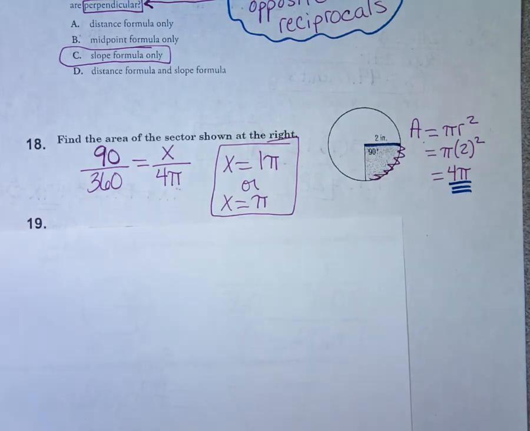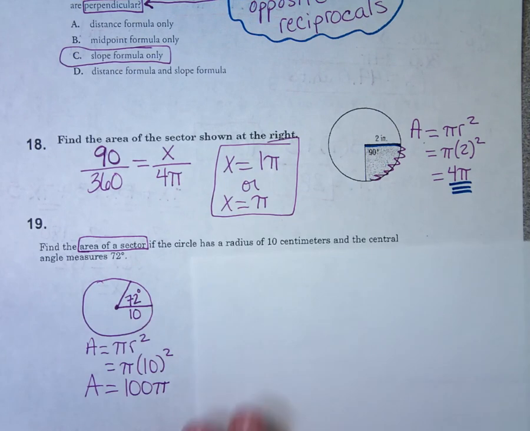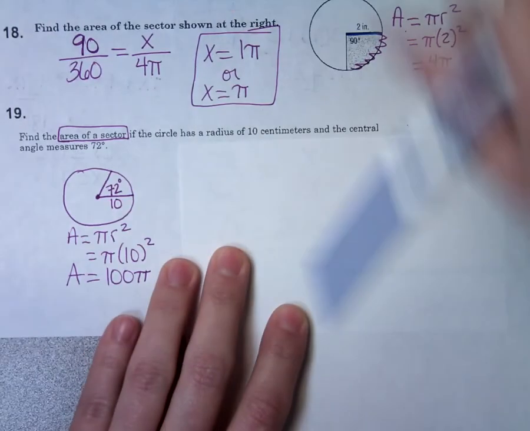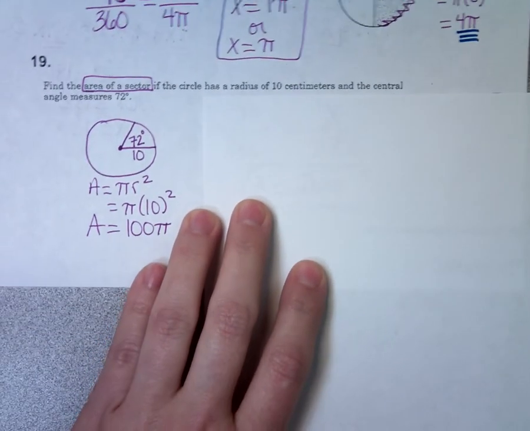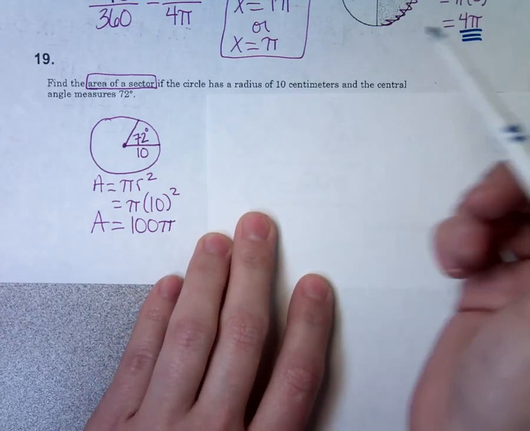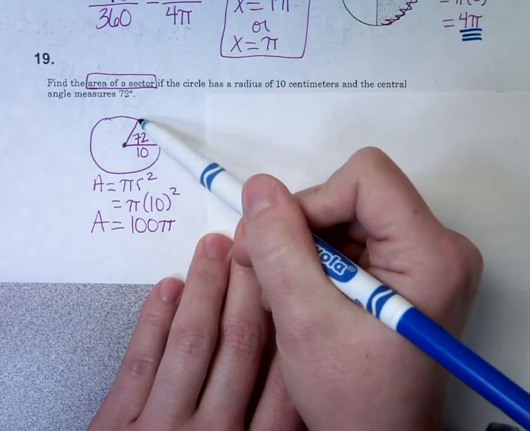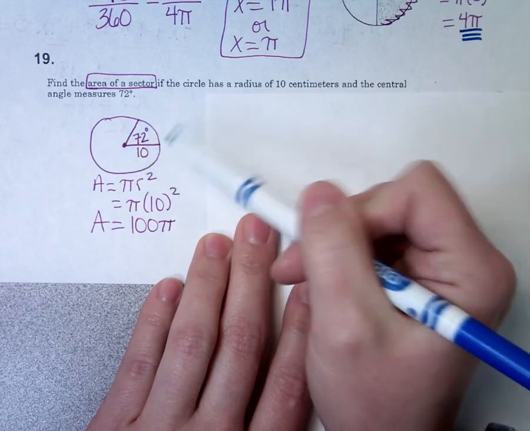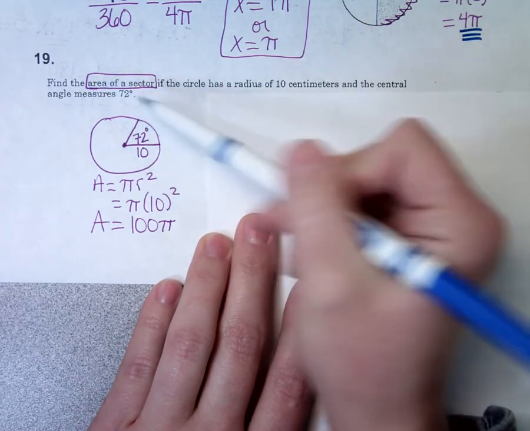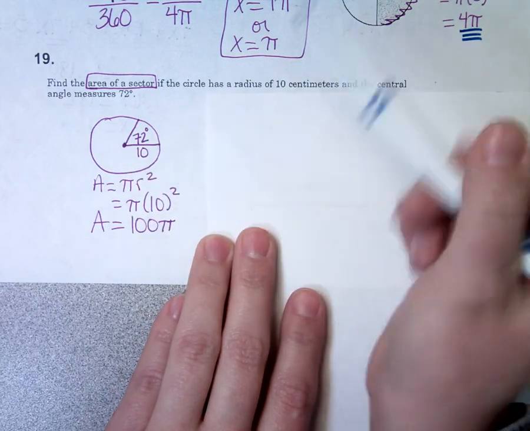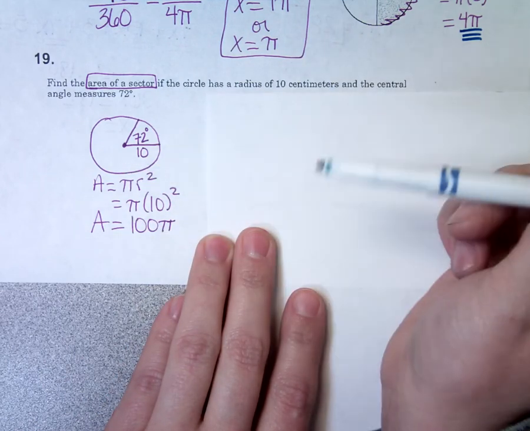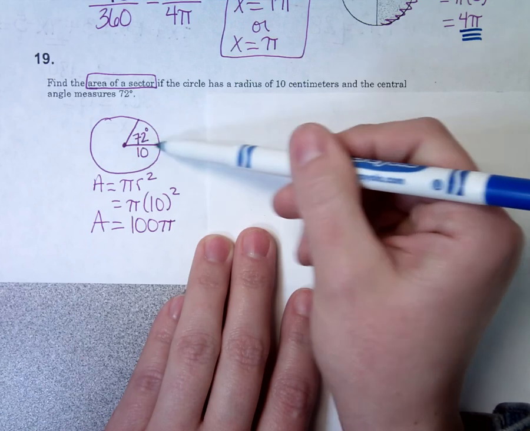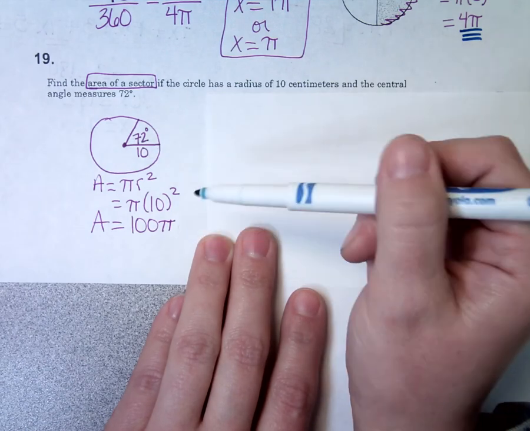Okay, 19. Same kind of question, except for I had to draw the picture. We want to know the area of a sector if the radius is 10 and the central angle is 72. So here's my 72 degree central angle. My radius is 10, and because I want to know the area, I need to know the area of the whole circle. So pi times radius squared. My radius is 10, so pi times 10 squared is 100 pi.